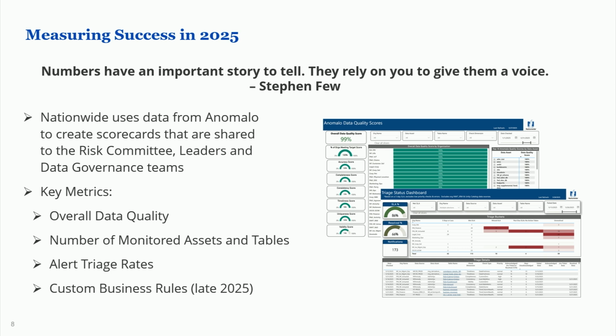We also have other metrics that we're actually tracking. We want to track how many of our assets are being monitored, how many tables we're monitoring. Something we're just rolling out, and that's the other dashboard that we're showing up there, is really are the data governance teams actually looking at the alerts and actually taking action on the alerts. So really finding a way to measure how they're working. And later this year, as we continue to mature in our space, we're going to start tracking how many business rules are being added to Anomalo.